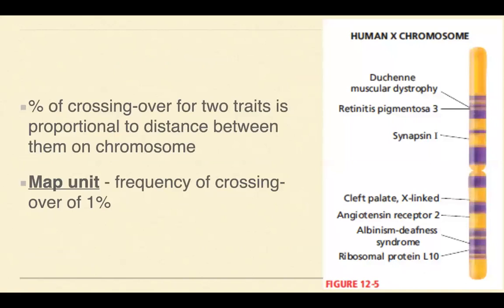That website, the link that I gave you for the Human Genome Project, it has all the chromosome maps for human chromosomes. So the percent of crossing over for two traits is proportional to the distance between them on the chromosome. So the closer they are, the more likely they're not going to cross over, and the farther apart they are, the more likely they are to cross over. A map unit is a frequency of crossing over of 1%. So a 1% chance of crossing over is equal to 1 map unit.